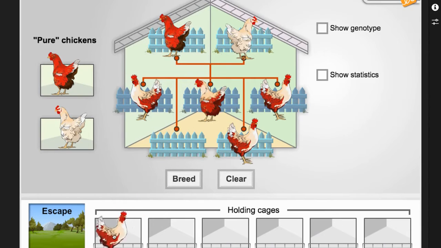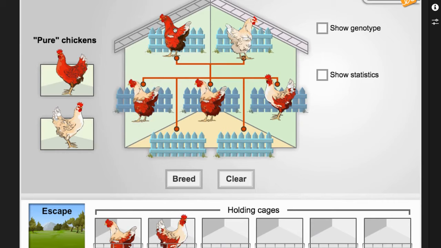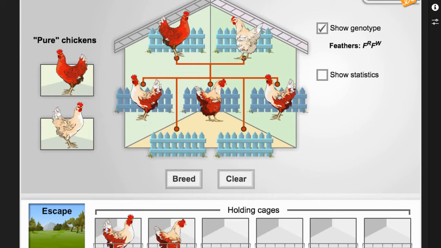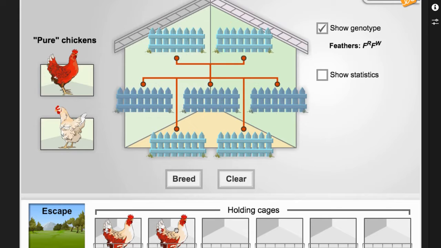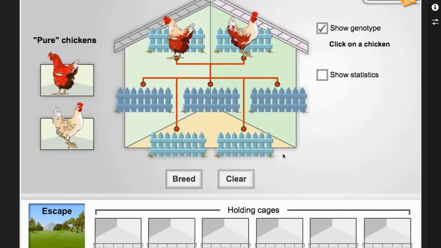Let's take two of these chickens though. And just to remind you, they would have gotten a red allele and a white allele. So when we look at their genotypes, I'm going to show genotype. They have a red and a white allele. We'll talk about the alleles here in a second. But if we breed them together, what do you think we could possibly get for our phenotypes? So make a prediction. Now breed them.